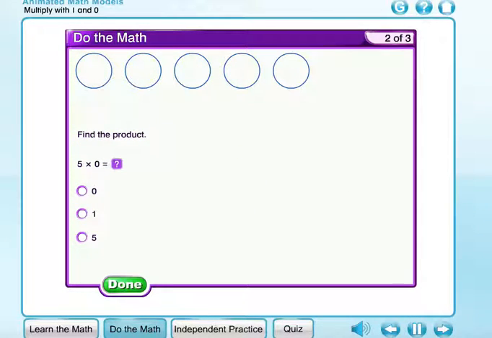Find the product. Click your answer. Any number times 0 is 0. And look, there's nothing to count. There's 5 groups with nothing in each group. So 5 times 0 has to be 0. That's the 0 property. That's right.